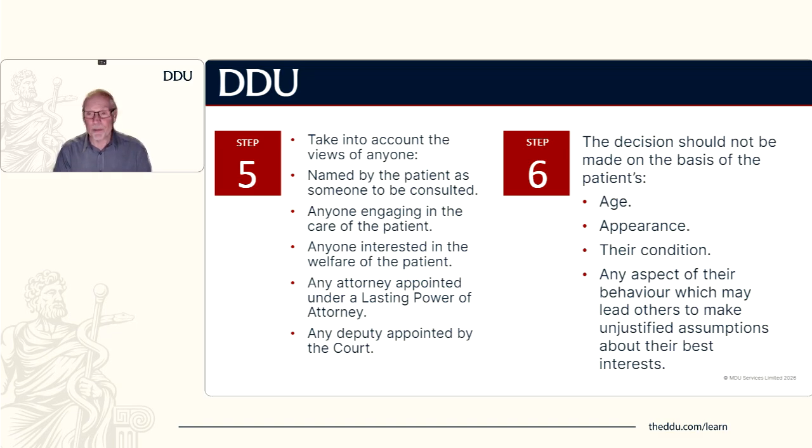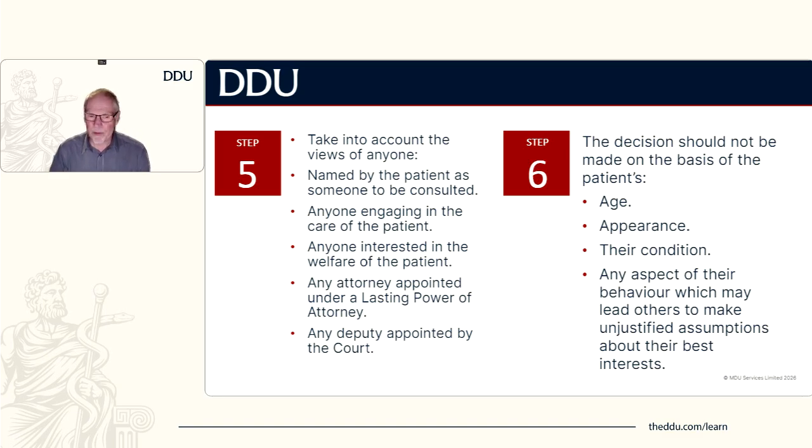If there's somebody named, so a lasting power of attorney, even if it's for financial decisions, they're clearly somebody who's involved in the care of that patient. So think about them, anyone else who's engaged with the patient. So if they come with carers, if they come with a spouse, a partner, they would be somebody to consult with, anyone interested in the welfare of the patient. Often there might be children involved. So just think who there is.